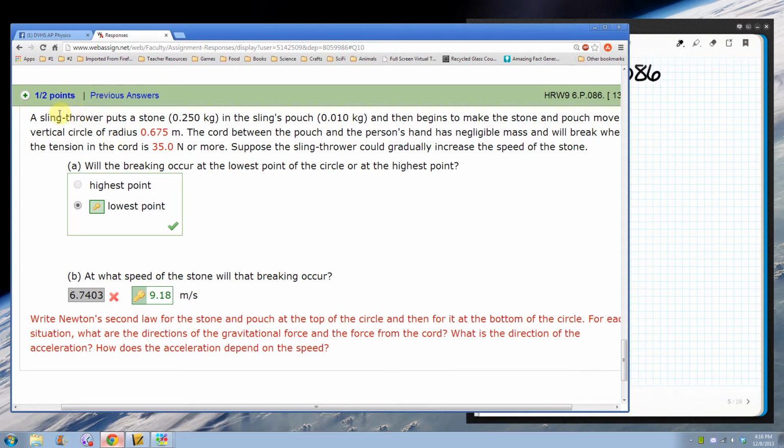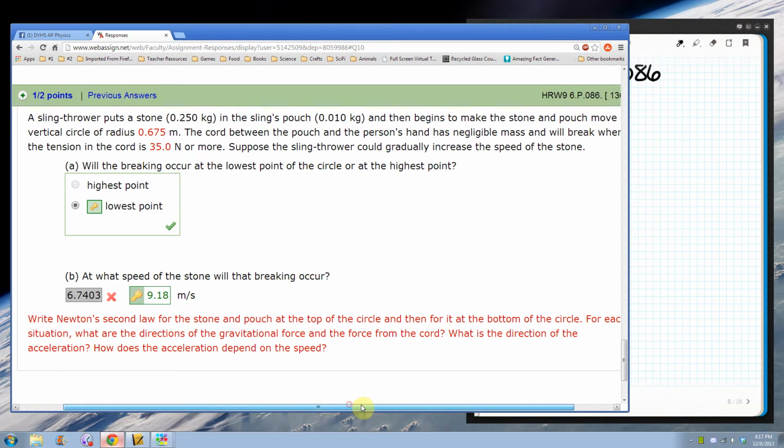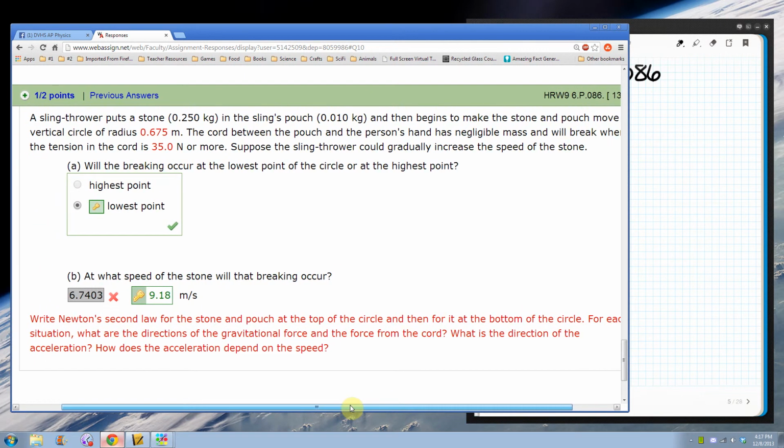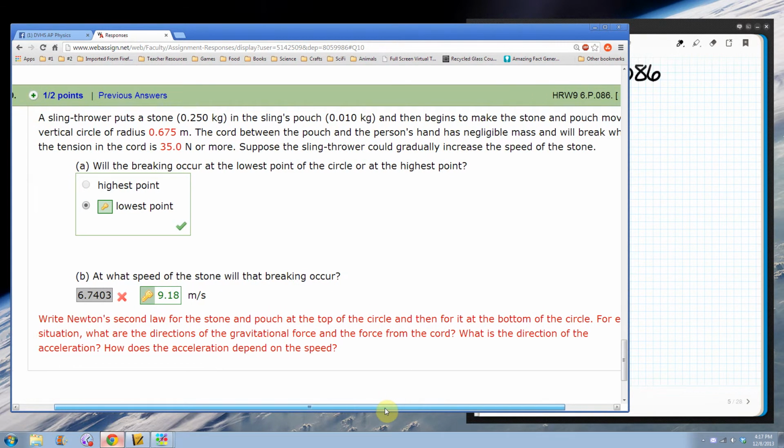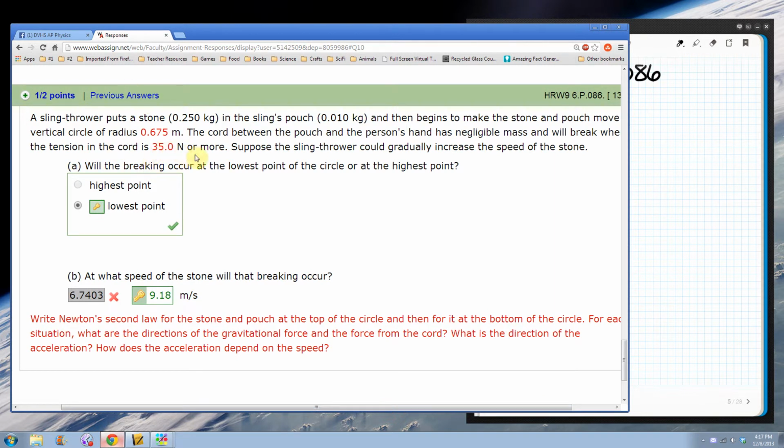Congratulations. Okay, so we've got a sling thrower who puts a stone in the sling's pouch. Notice we've got the stone's mass and the pouch's mass, and then he begins to make the stone and pouch move in a vertical circle. They give us a radius. The cord between the pouch and the person's hand has a negligible mass, and will break when the tension of the cord is this much or more.